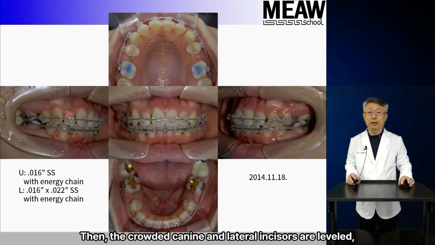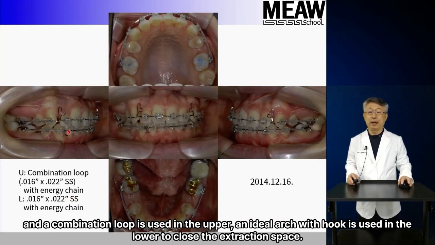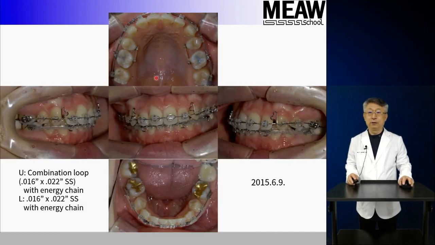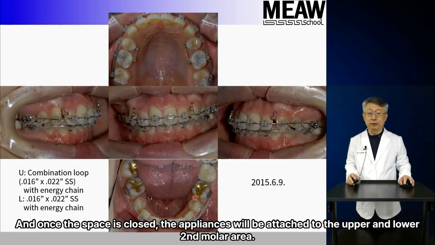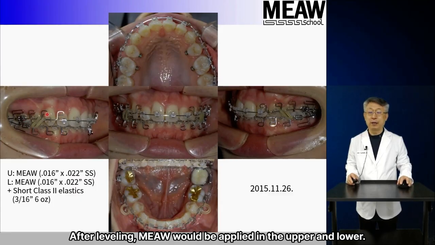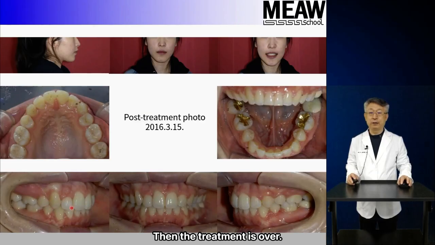Then, the crowded canine and lateral incisors are leveled, and a combination loop is used in the upper. An ideal arch with hook is used in the lower to close the extraction space. Even at this time, TPA or mini screws are not used in the maxilla. And once the space is closed, the appliances will be attached to the upper and lower second molar area. After leveling, MIA would be applied in the upper and lower. Short Class 2 elastics are used from the upper second loop to the lower third loop of the MIOs. Then the treatment is over.